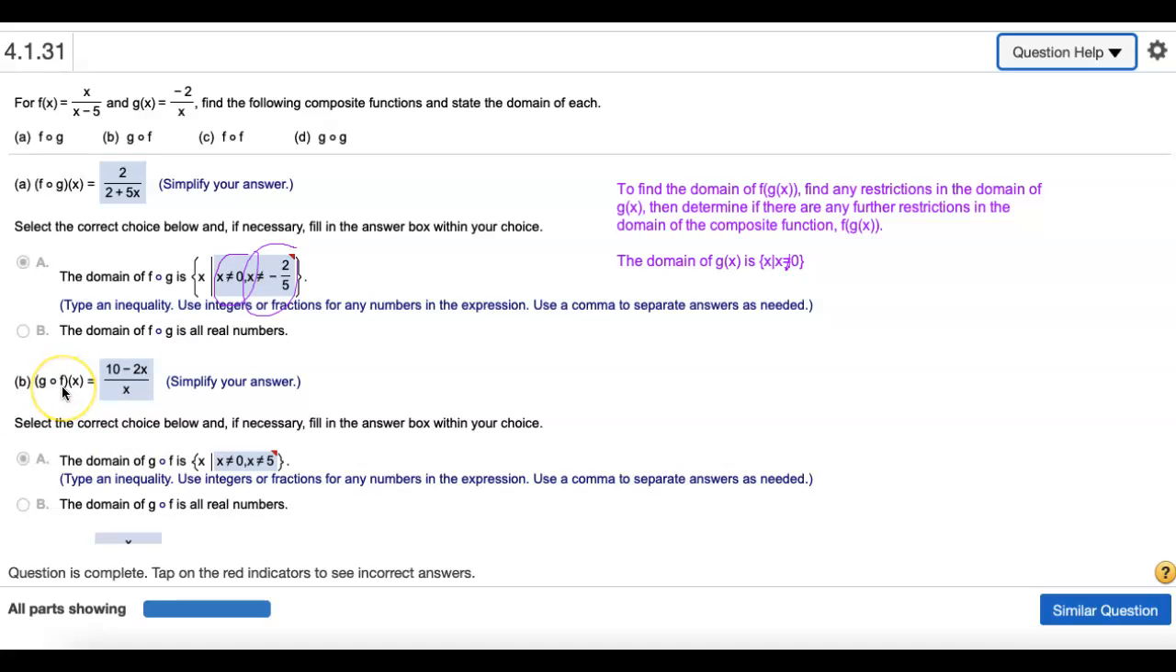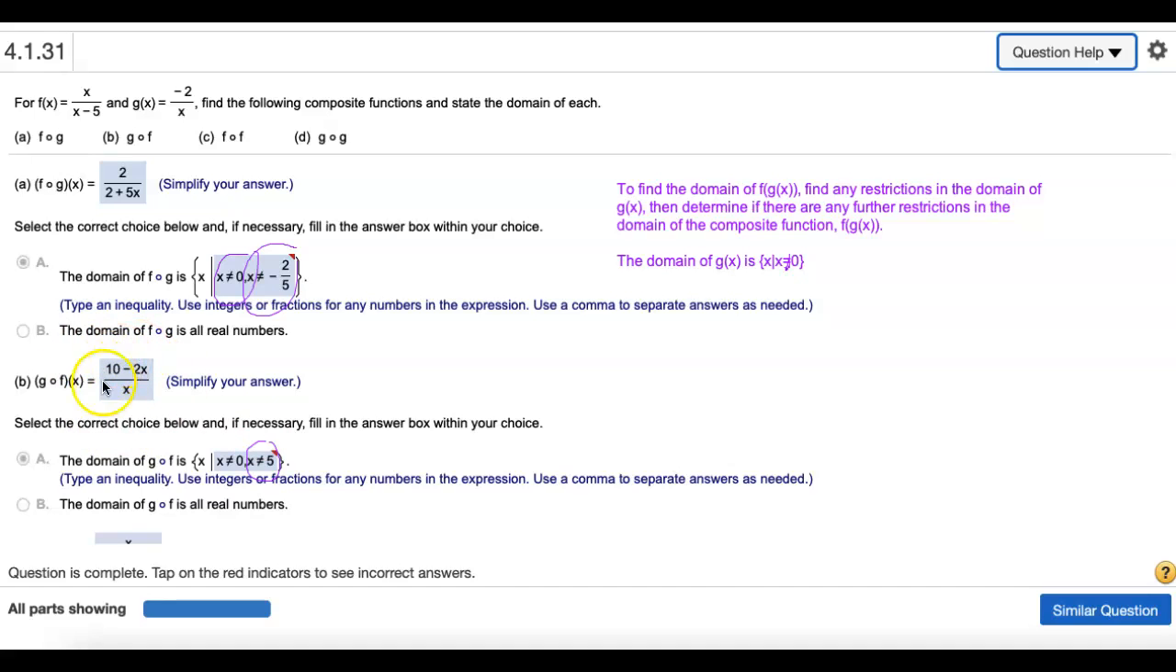This time the inner function is f. So let's first consider what are any restrictions presented by this function f, and we see in the denominator x cannot equal 5. So notice that's part of the restrictions of the entire composite function.